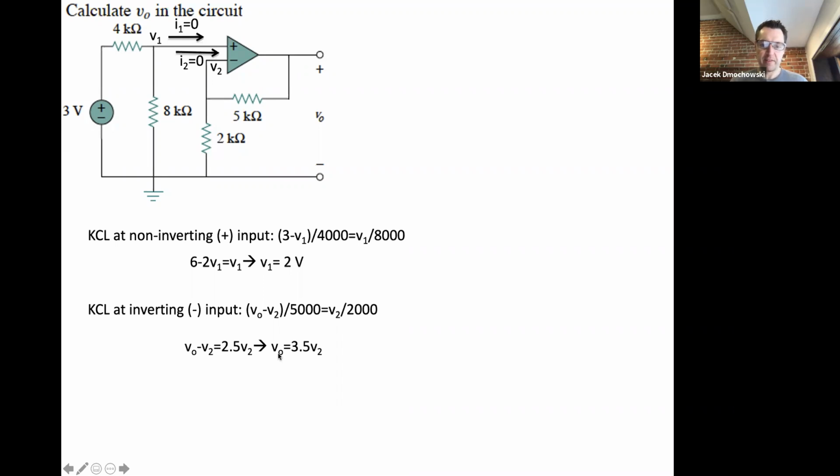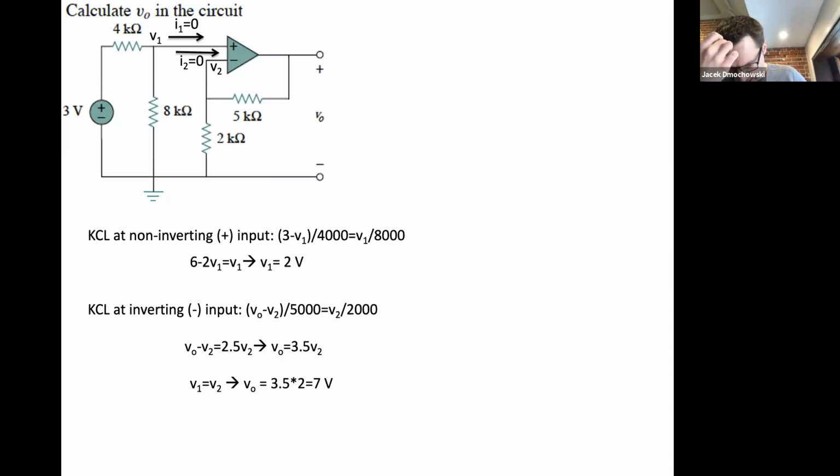And we arrive at V naught is equal to 3.5 times V2. Right. And so we're almost there. We just have to make use of one more of our ideal op amp assumptions, which is that V1 is equal to V2. The two inputs of the op amp are guaranteed to be equal to each other. So we just saw that V1 was equal to 2, which means that V2 is also equal to 2. In other words, the output here is equal to 7 volts. Right, so 3.5 times 2.